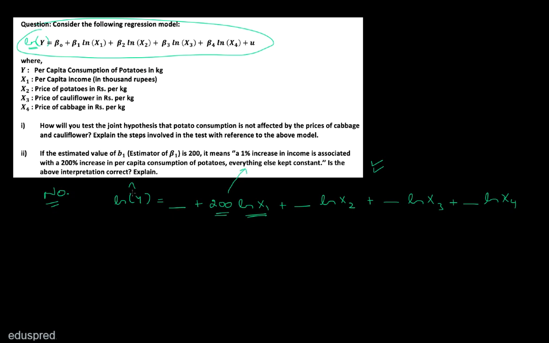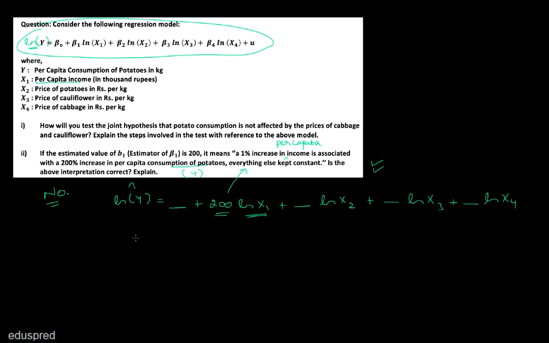Now, if you have this kind of model, then the interpretation of 200 is the interpretation that is written over here. In this particular case, a 1% increase in income, ideally speaking, this should have been per capita income, because x1 is showing per capita income. So in this kind of model, this interpretation would have made sense. A 1% increase in per capita income is associated with a 200% increase in per capita consumption of potatoes, that is your y variable. Everything else kept constant, and by everything else kept constant we mean the variables x2, x3 and x4. But now in this question we do not have log on the dependent variable.